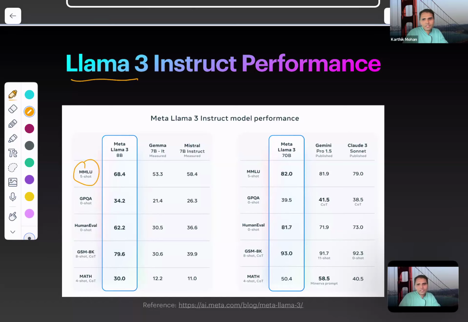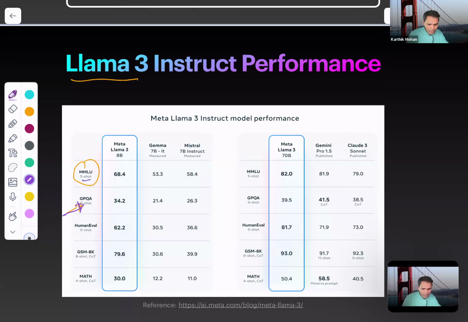The numbers here, the higher, the better. So 100 is the highest you can have, right? You can see that for GPQA, the numbers are on the lower side as compared to other tasks. So this is a tough data set.